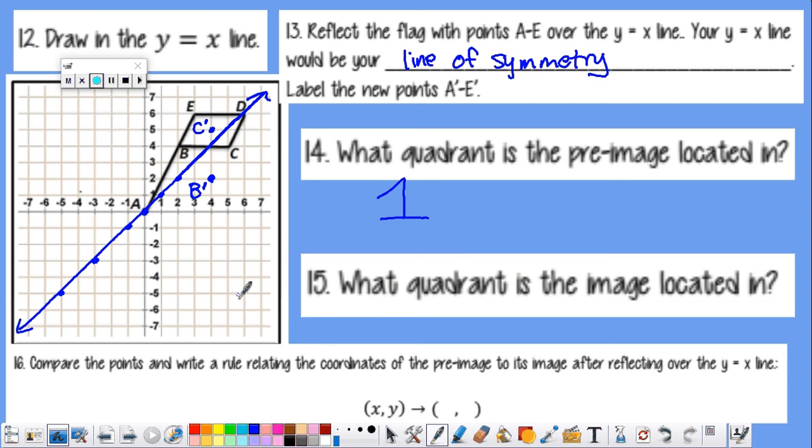What do you notice about letter D? It's on the line of symmetry, so what's going to happen to it? It's going to stay the same. Nothing's going to happen to it. D prime is going to remain the same. Also, A prime is going to remain the same because it's also on the line. What about E? E is at 3, 6, so it's reflected to 6, 3. E prime. Did I miss anything? D, E, C. Oh, there it is. Okay.